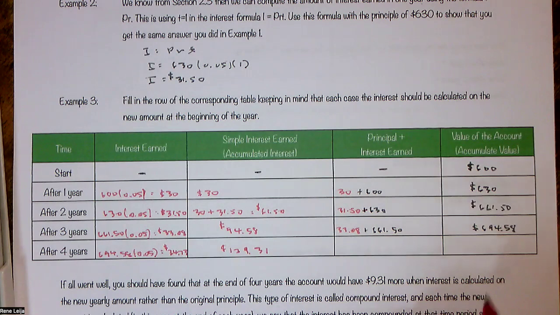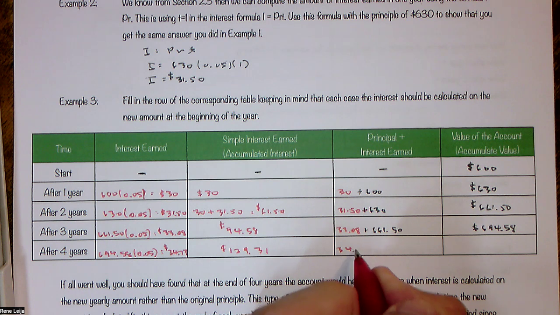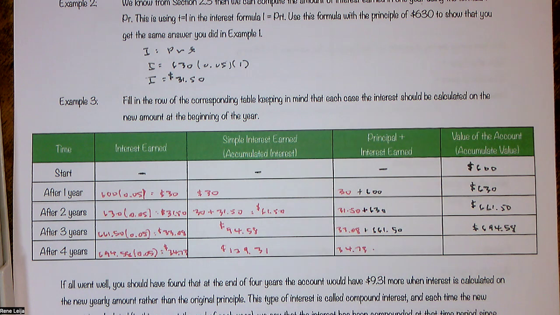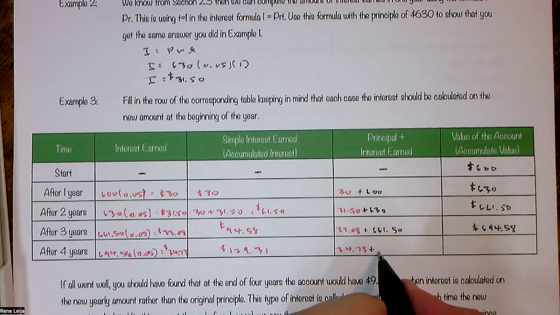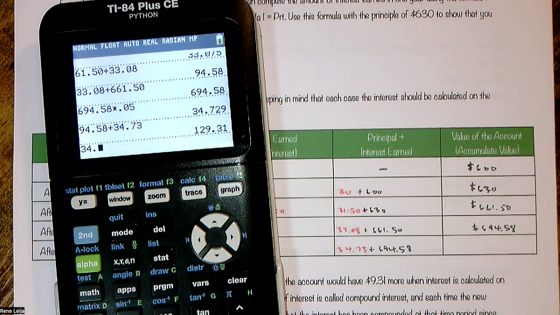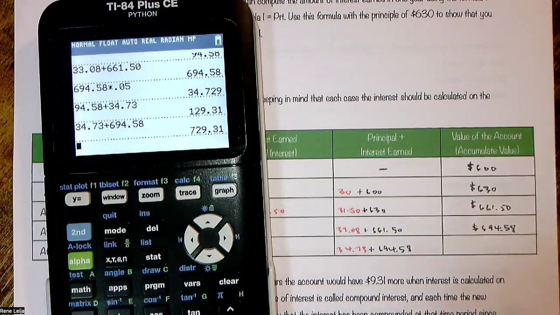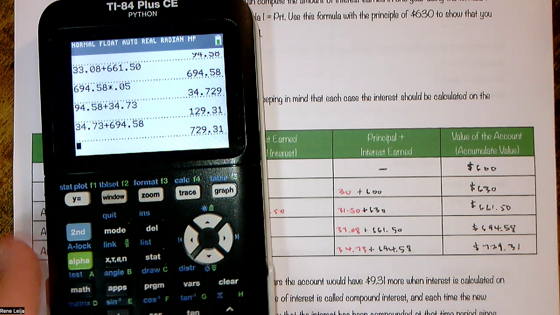Okay, so our interest at the end of year 4 was $34.73 plus our previous principal, which was the 694.58. Add those together. $34.73 plus $694.58, which gives us $729.31. Okay, now, again, I'm going to bring back our notes so that we can compare.